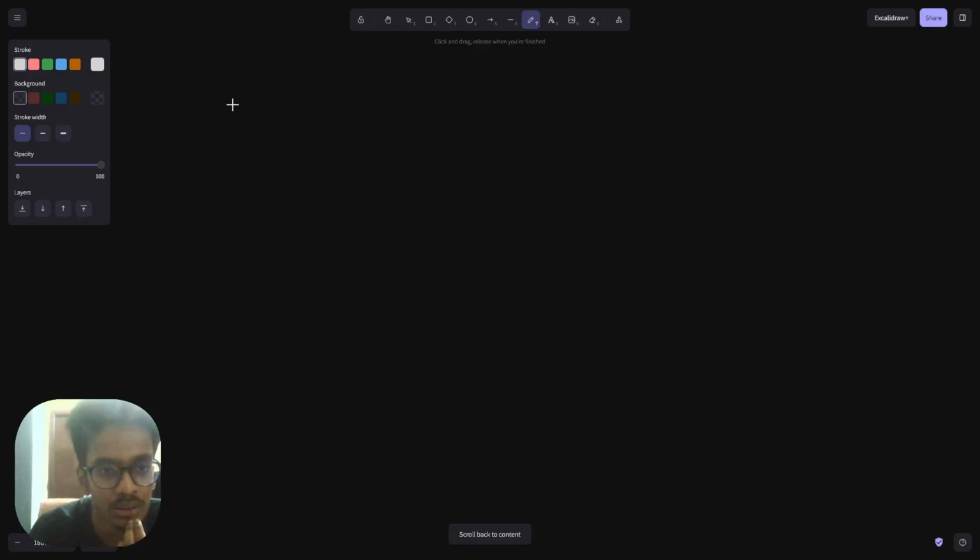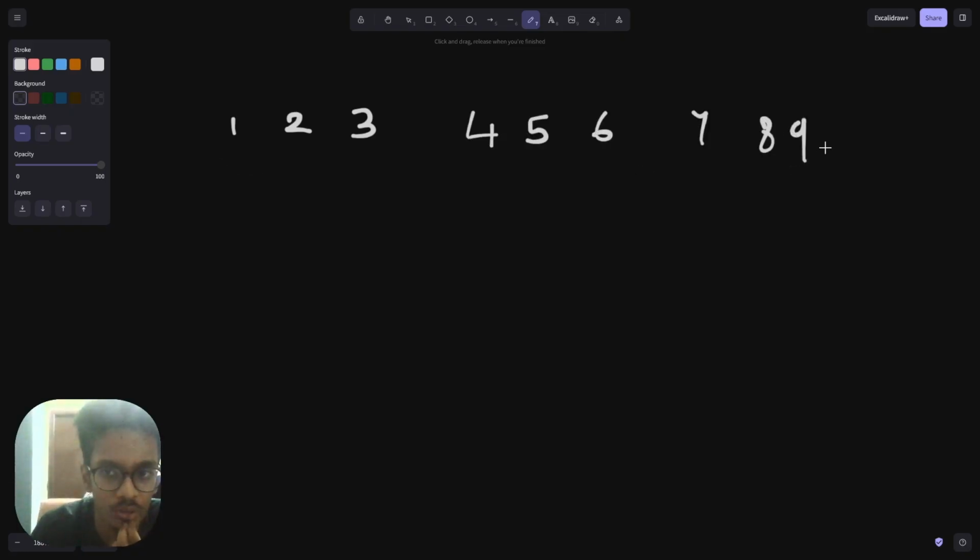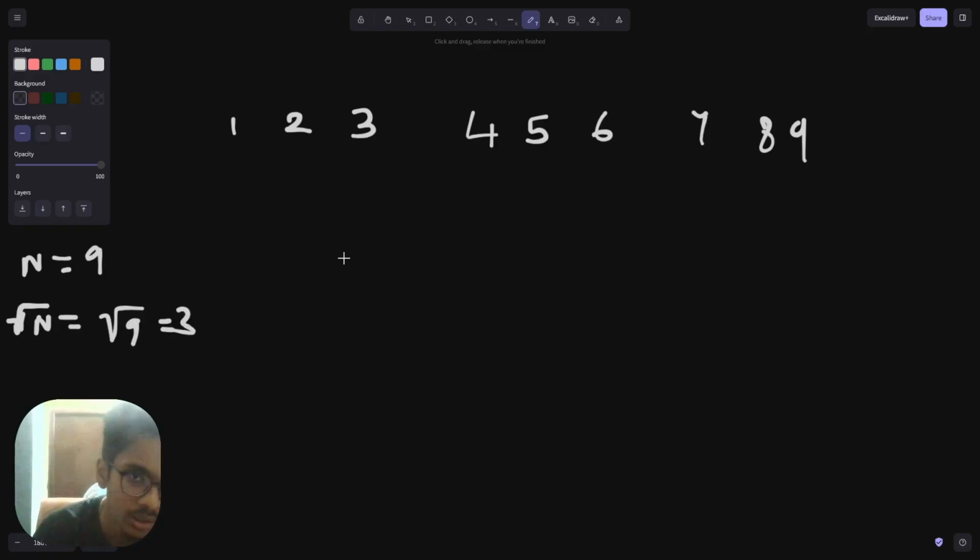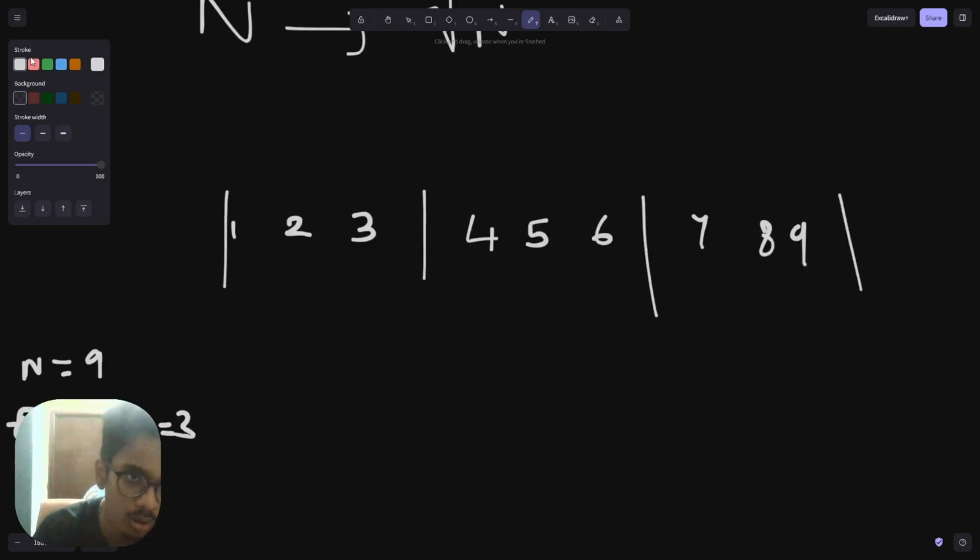So let's say there are numbers like 1, 2, 3, 4, 5, 6, 7, 8, 9. The size of this is n equal to 9. Square root decomposition would break it into blocks of size root n, which is root 9, which is 3. That means every 3 things would come under a block. This is block 0, this is block 1, this is block 2.